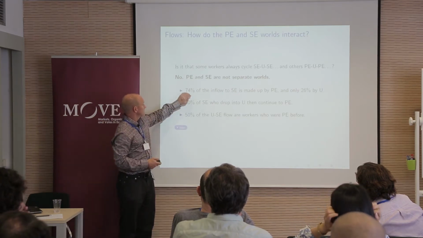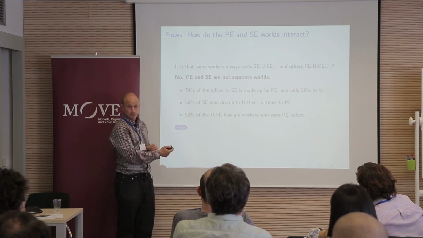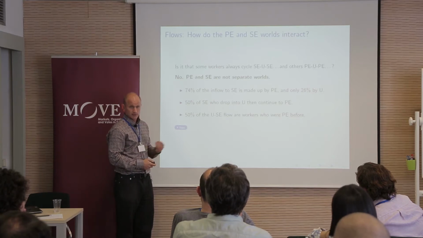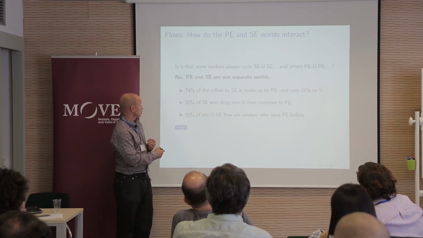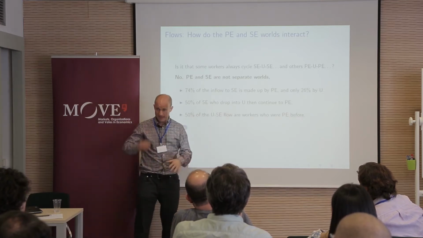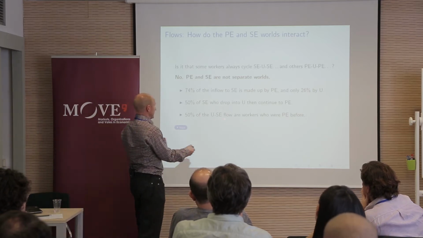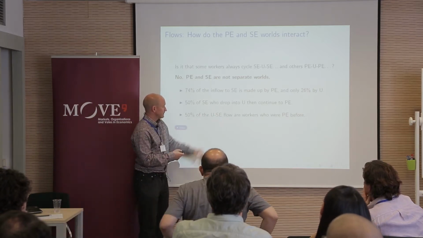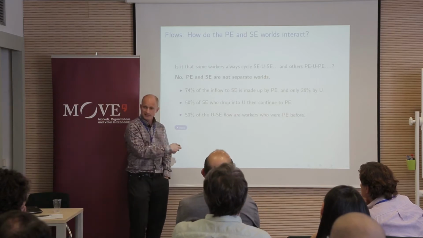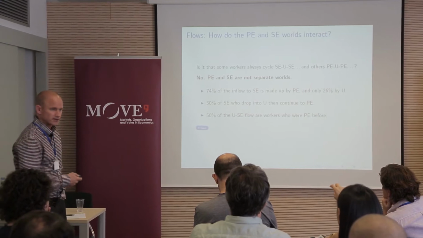So 74% of the inflow to self-employment is made up by people coming from paid employment, and only 26% by unemployment, right? So a lot of interaction here. Then 50% of the self-employed who drop into unemployment then actually go on to paid employment. So they're not cycling back. Also, if you look at the unemployment to self-employment flow, 50% of these people were coming from paid employment, like the people now in the Spanish crisis, right, with the barbershops.